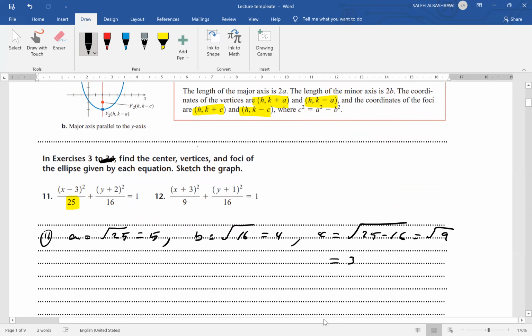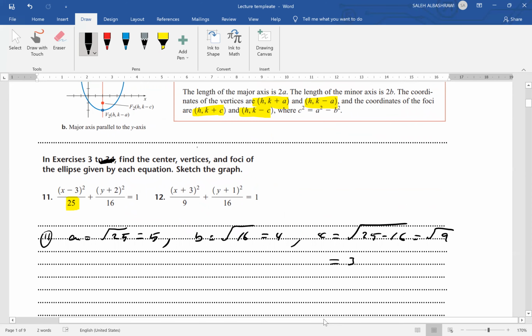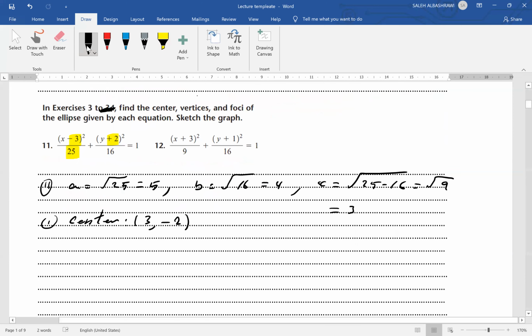And the major axis is parallel to the x-axis. Now I have a, b, and c. So number 1, center. The center is given by this coordinate. It will be 3 and minus 2.